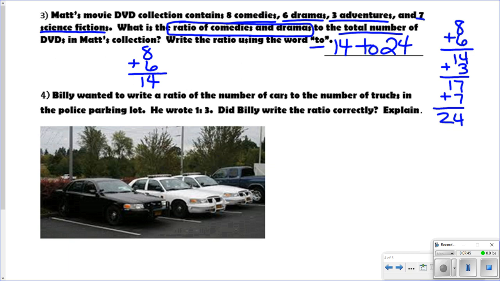The last question, Billy wanted to write a ratio of the number of cars to the number of trucks in the police parking lot. He wrote 1 to 3. Did Billy write the ratio correctly? Explain. So we wanted to find the number of cars to the number of trucks. In the picture, there are 1, 2, 3 cars and only 1 truck. If I am writing the ratio of cars to trucks, it should be 3 to 1. Billy did not write the ratio correctly.